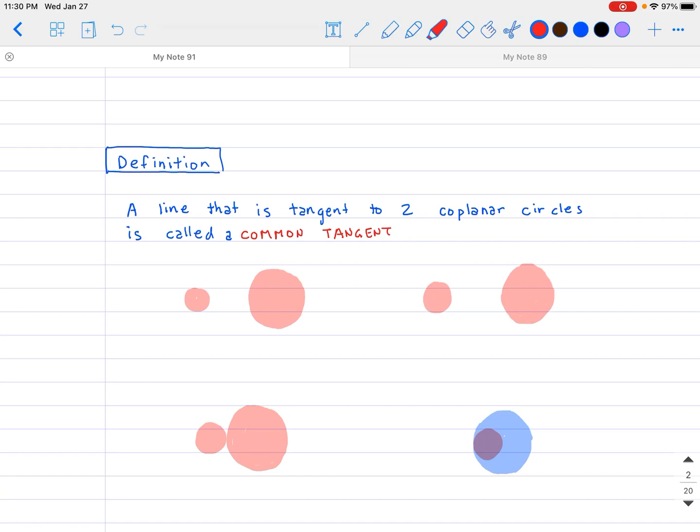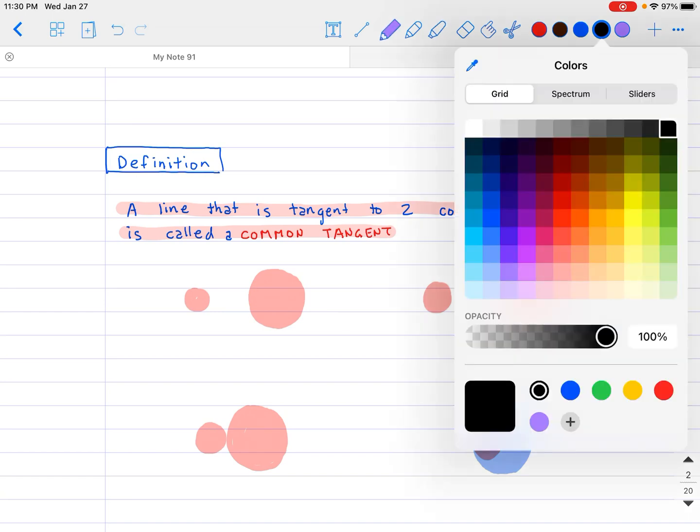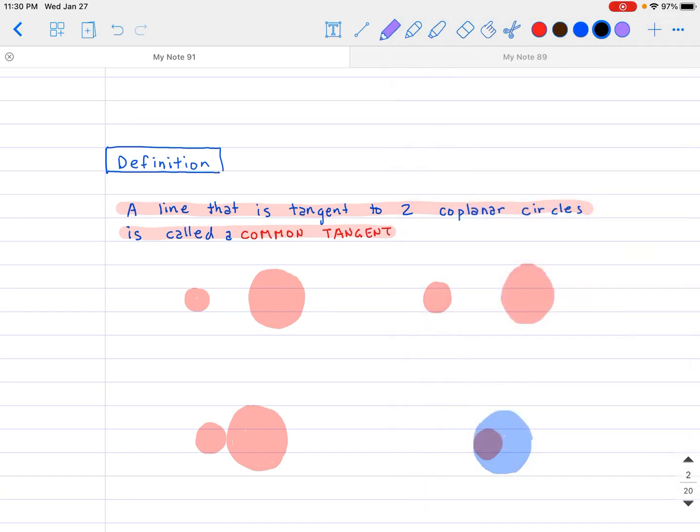So first of all, I need to define the following. A line that is tangent to two coplanar circles is called a common tangent. So here you can see that we have a whole bunch of circles, about 4 different scenarios. And for each one of those, you will be able to see a common tangent. So for example, in this first case over here, where you have these 2 circles that are just away from each other, I can draw one tangent to one, and you'll notice that it could possibly then be a tangent to the other. So that right there is a common tangent.